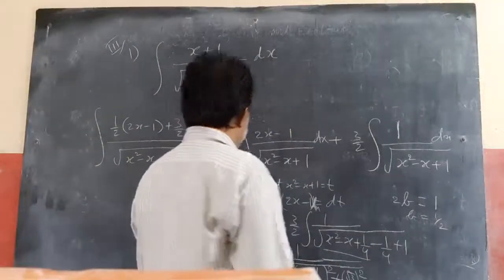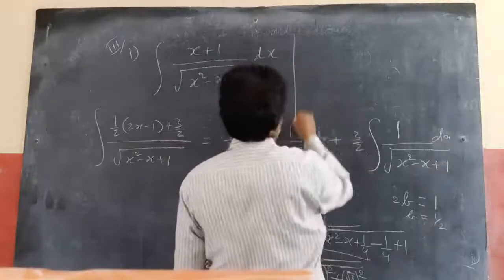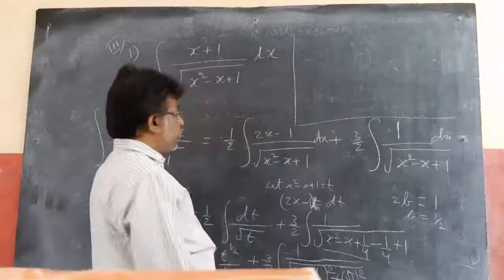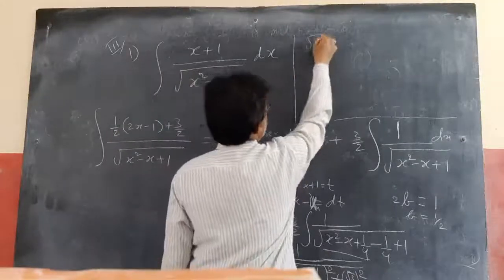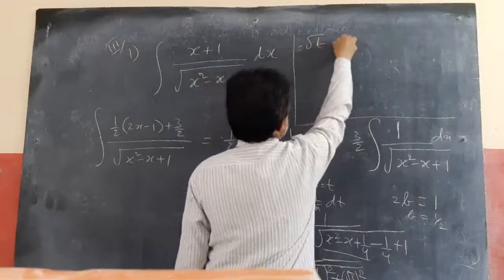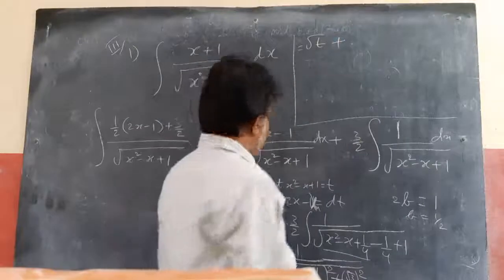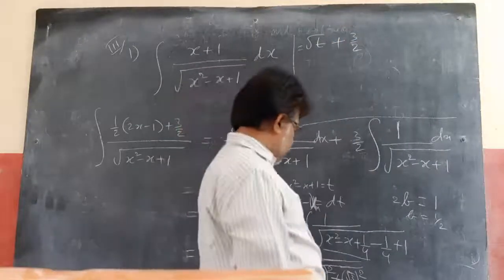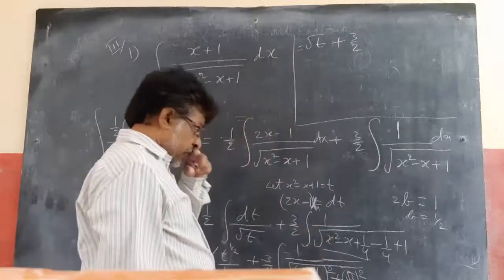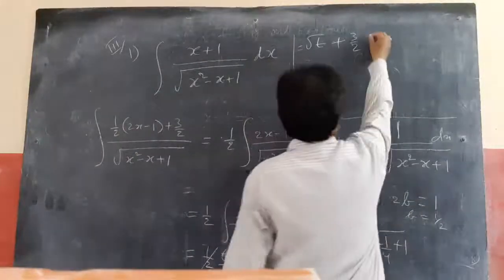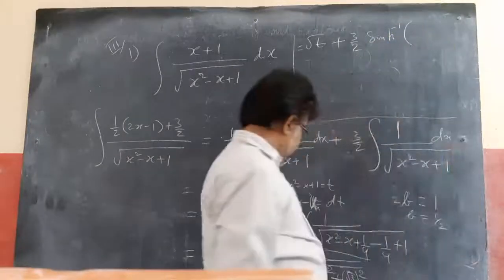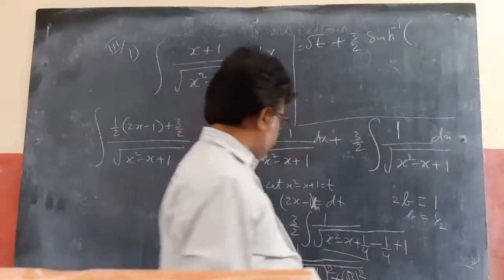Now this becomes, finally this becomes t power 1 by 2, which means root t, plus 3 by 2 into 1 by root of a square plus x square. That itself becomes sin h inverse x by a. Here x is x minus 1 by 2.